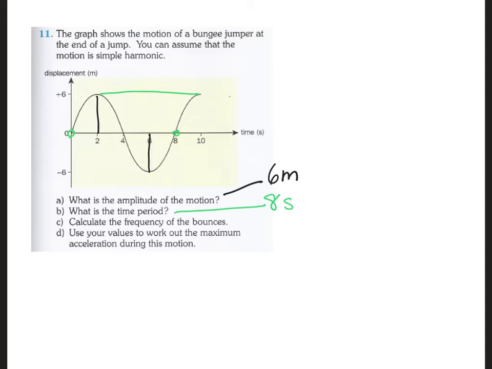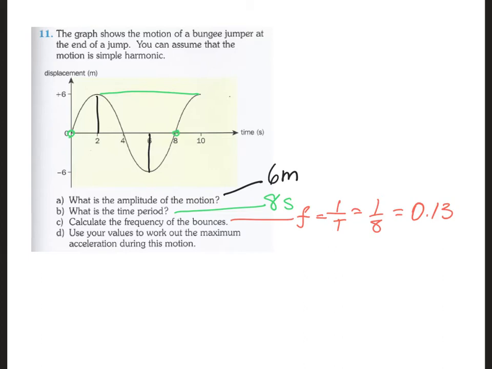Now, calculate the frequency of the bounces. Frequency is going to equal 1 over the time period, so that'd be 1 over 8. But remember, this is measurements, and we are not dealing with perfect values like you would in math land. So we actually should write this as a decimal. And I'm going to suggest that we should only have 2 significant figures, never write less than that, due to the accuracy of the diagram.